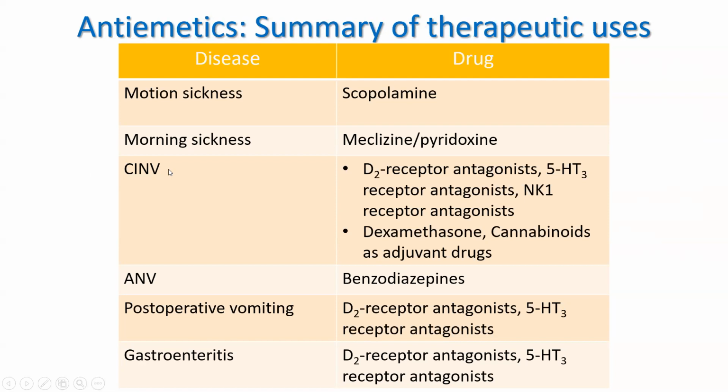Morning sickness: you can start with vitamin B6, and then combine it with other drugs. I'll remove the other combination; if you just remember one combination, that's enough. Chemotherapy-induced nausea and vomiting: you can use metoclopramide, a D2 receptor antagonist, then a serotonin receptor antagonist, a neurokinin 1 receptor antagonist, dexamethasone, and cannabinoids as an adjuvant. Anticipatory nausea and vomiting: benzodiazepines. Post-operative vomiting: dopamine antagonist, serotonin receptor antagonist. Gastroenteritis: again, dopamine receptor antagonist, serotonin receptor antagonist.